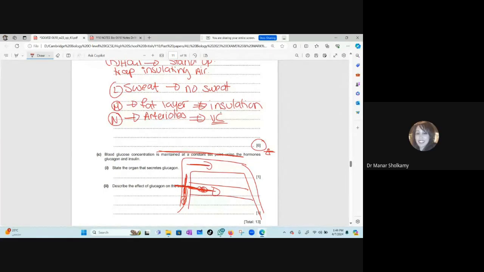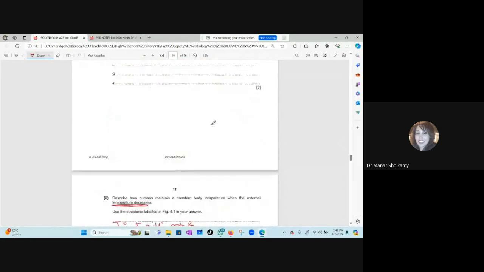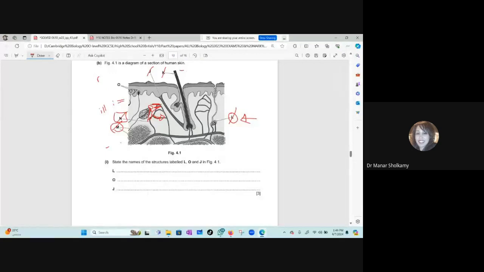So when the arterioles undergo vasoconstriction, less blood will reach the capillaries, or less blood will reach the surface of the skin, and less heat will be lost by radiation because I'm cold. I don't want to lose heat by radiation. More blood will enter the shunt vessels and the blood will remain in the deeper layers of the skin, not close to the skin. Okay? So here I talked about N, finished. Now what will I say about O?